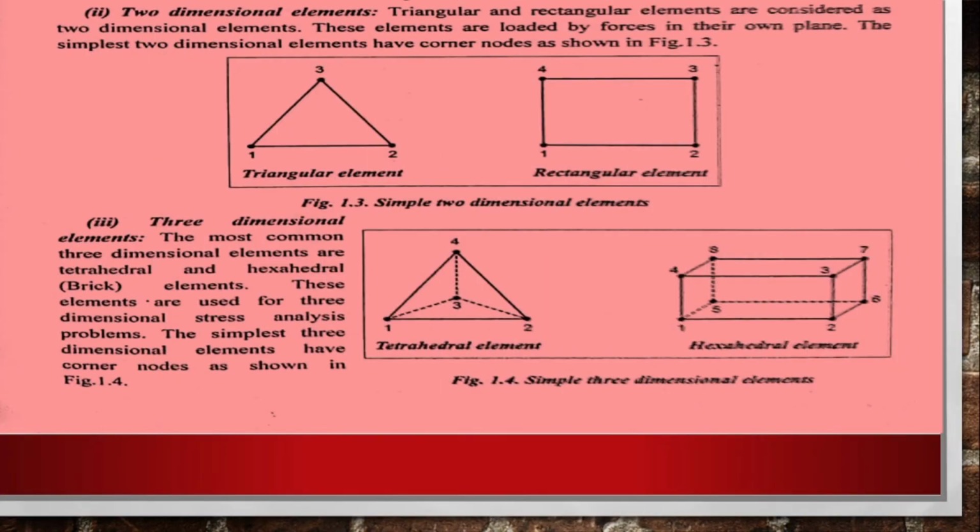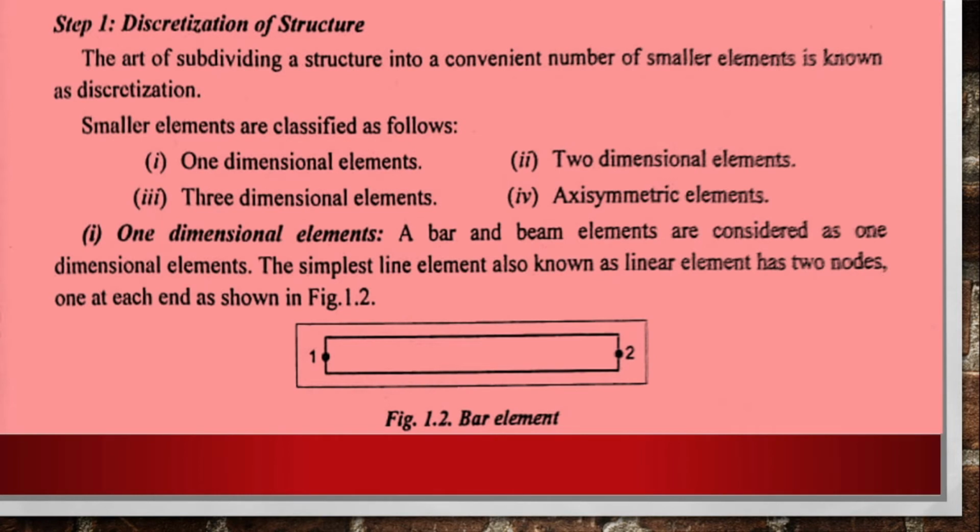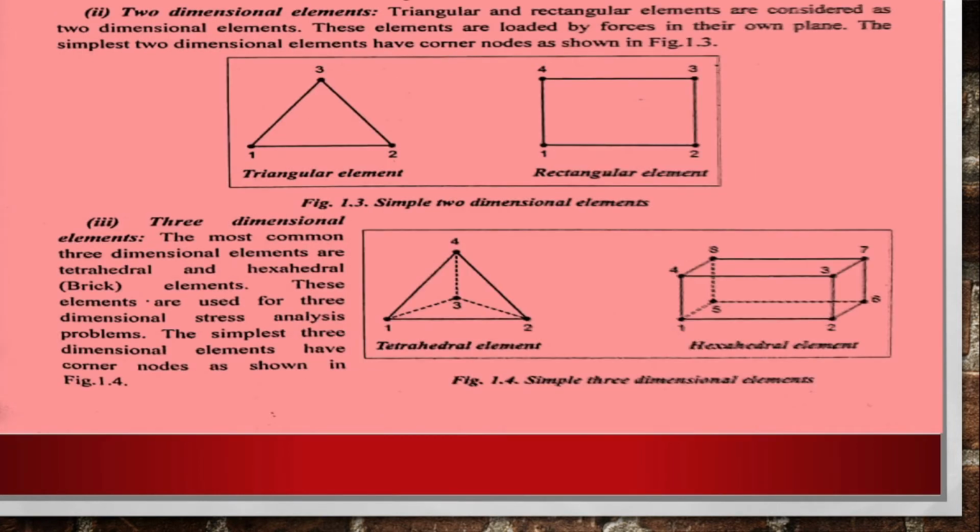Then the second one is two-dimensional elements. In the previous diagram, we saw the one-dimensional element. Now we are going to see two-dimensional elements. The triangular element and rectangular element are considered as two-dimensional elements. These elements are loaded by forces in their own plane. The simplest two-dimensional elements are below. We can see the triangular element and also the rectangular element.